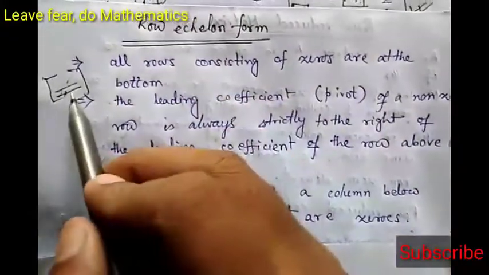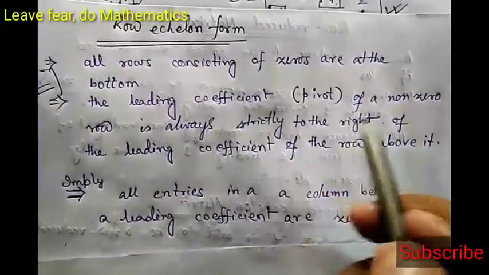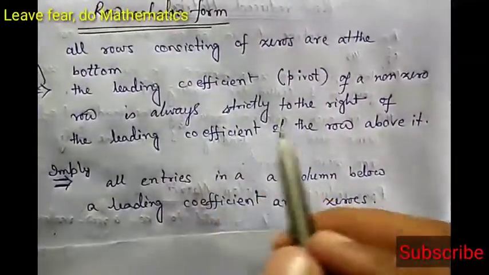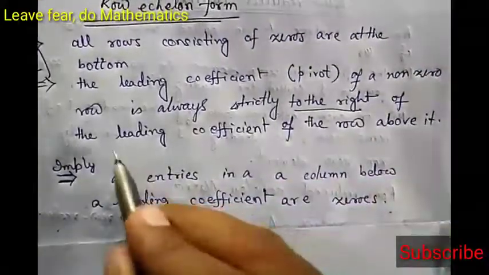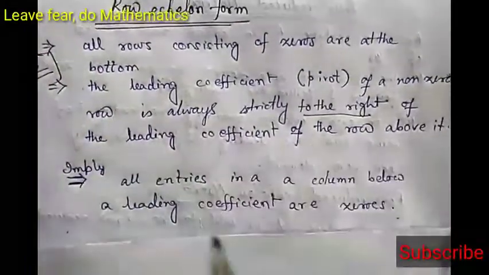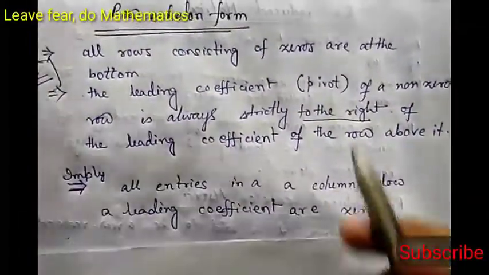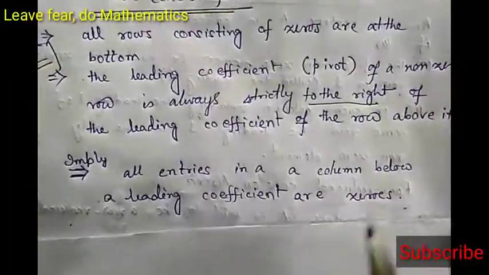Okay, so the zero rows will be at the bottom, and the leading coefficient, which is also called pivot, of a non-zero row is always strictly to the right. This is important, strictly to the right of the leading coefficient of the row above it. So the above two conditions imply that all entries in a column below a leading coefficient are always zeros.